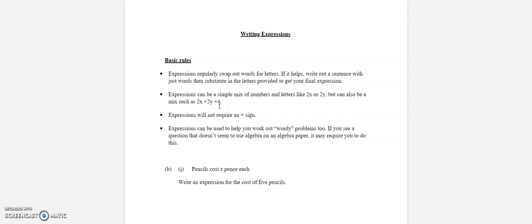Often what a lot of people do is they'll find the expression for something and think it looks too simple because it's just got a 2x or a 2y. Don't be afraid of that. It doesn't always have to be a complicated expression. Quite often it can be something fairly straightforward, so don't try to make it more complicated than it has to be.